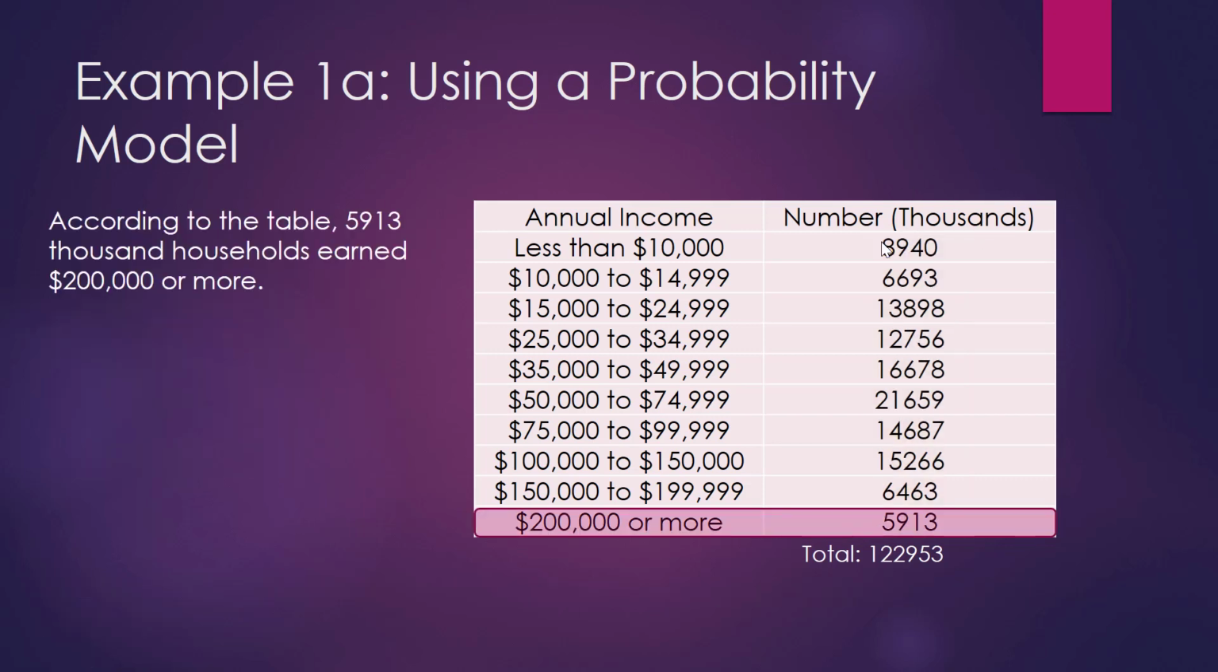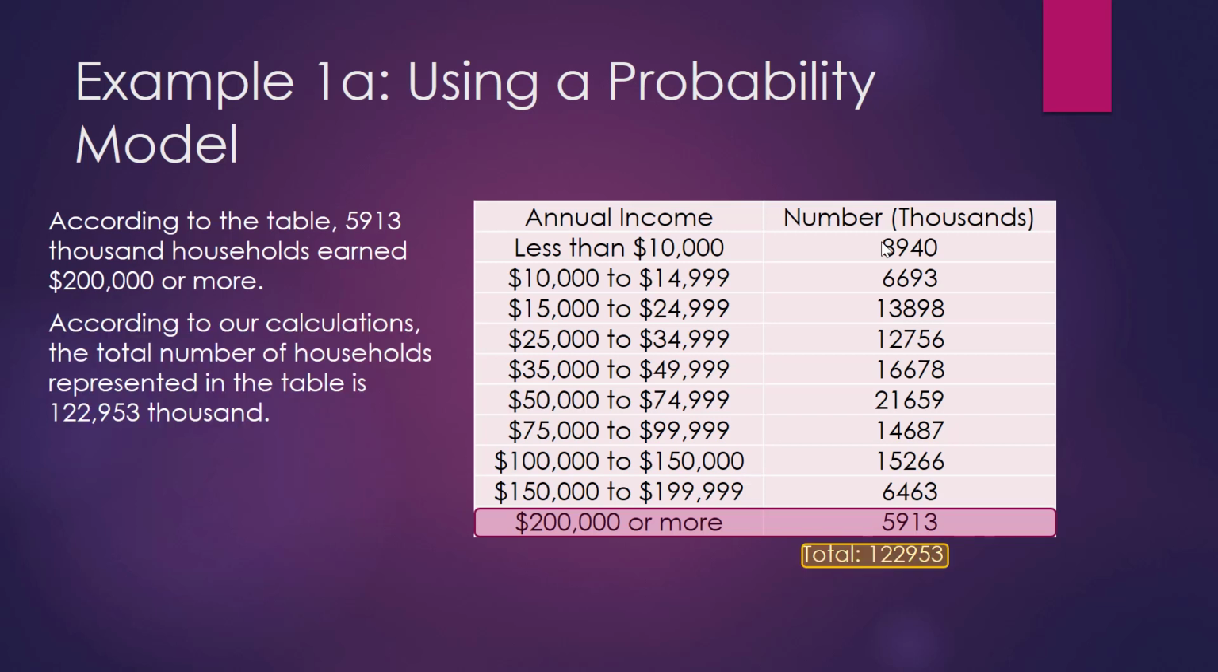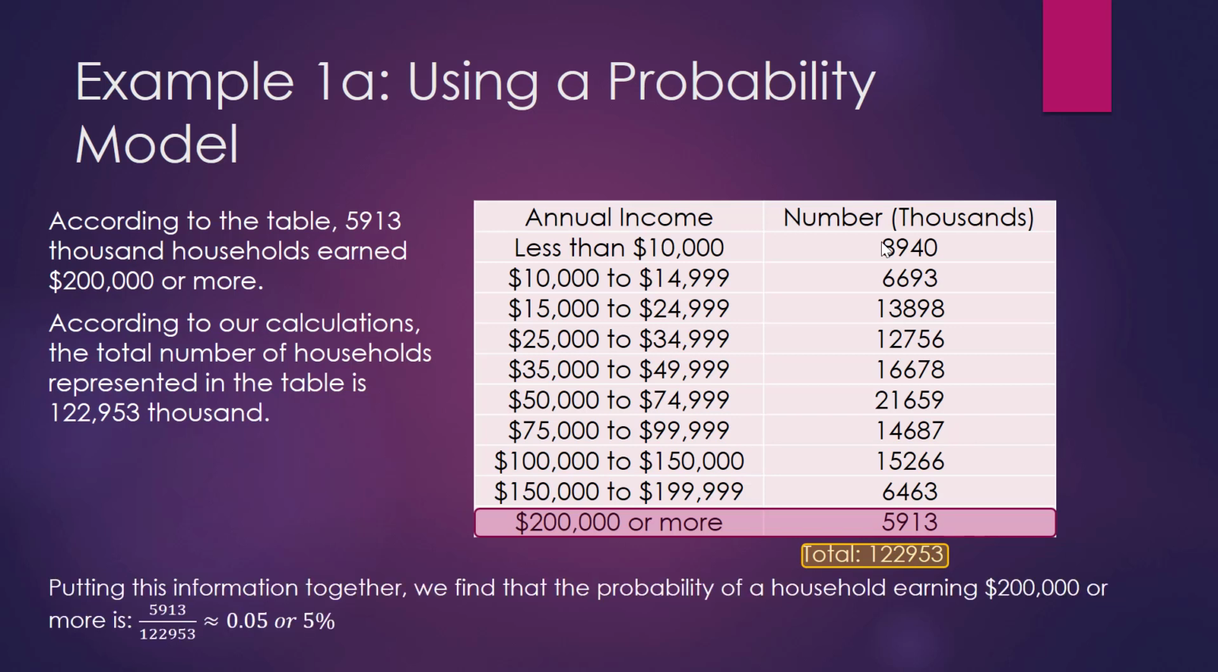So again, according to the table, 5,913,000 households earned $200,000 or more, out of a total of 122,953,000. So we put those two numbers over each other and divide, and we find out that approximately 0.05 or 5% of the population earns this annual income.